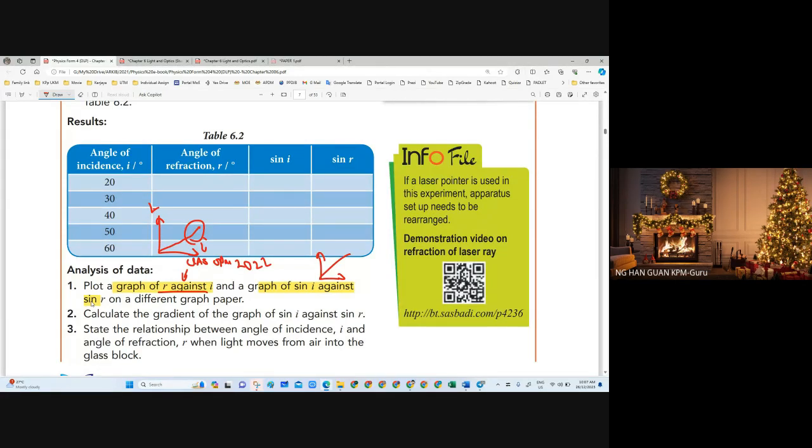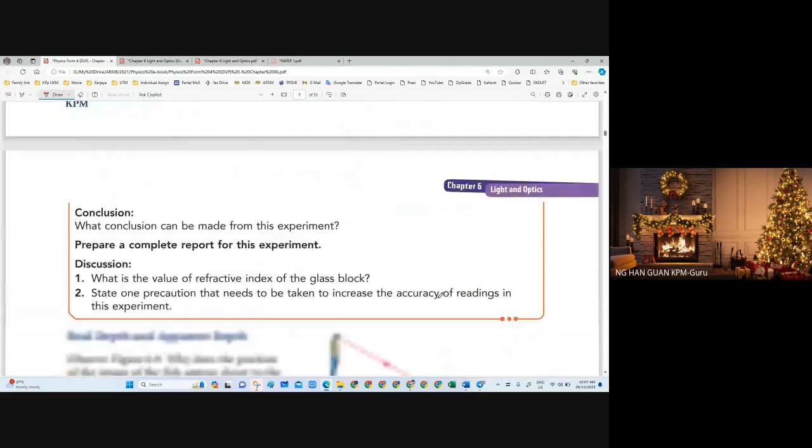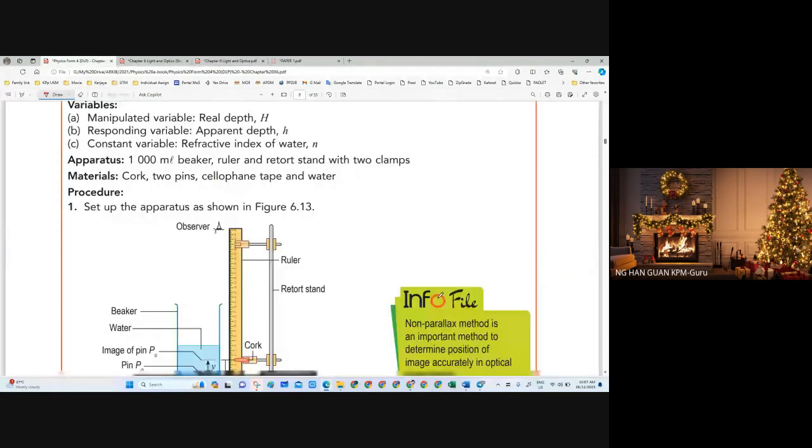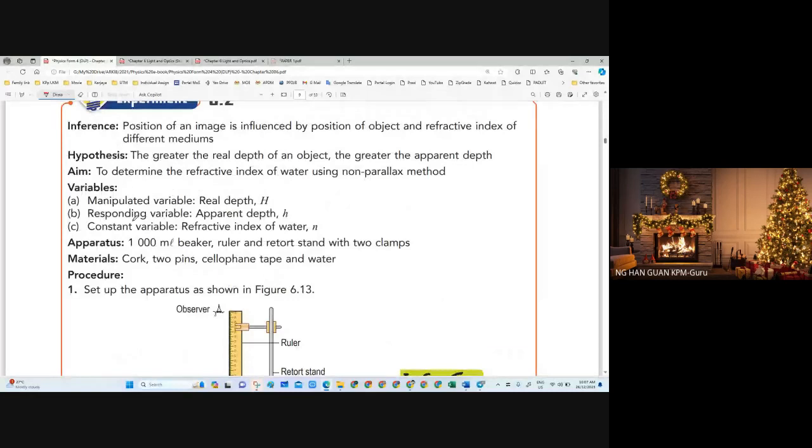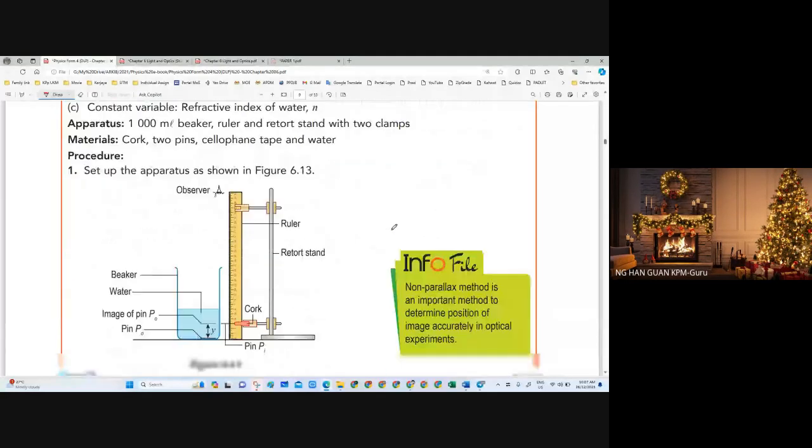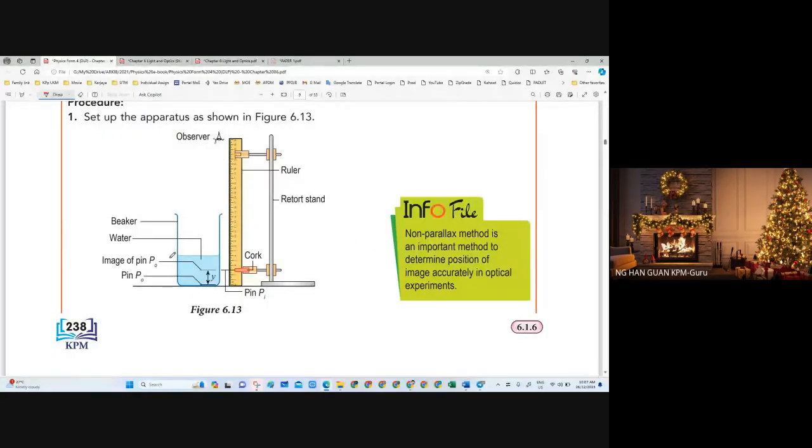For the next year's UASA Science, let me think about what possible question will be asked. I think the possible question may be this one: determine the refractive index of water using the no-parallax method. Because the apparatus is very simple and easy. The only difficulty is the technique, how you study the result. It is challenging to get an accurate result, but the experiment is very simple to set up. Even now, later you can try it at home.